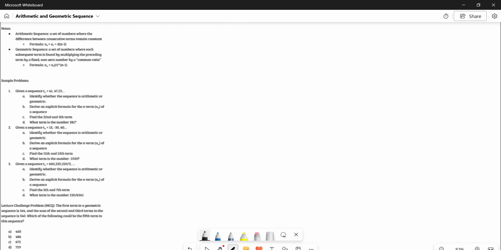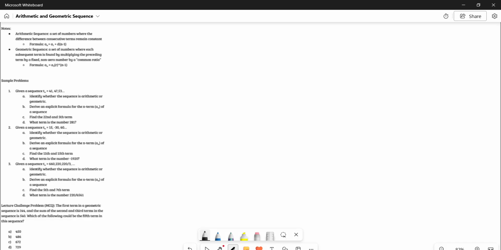And then a geometric sequence is a set of numbers where each subsequent term is found from multiplying the preceding term by a fixed non-zero number, the common ratio. So that means that the growth, or we could call it decay rate, is not going to be constant, right? Because each preceding term is being multiplied by a constant. And so that means that as each term proceeds, it's not going to go up or down by the same value.